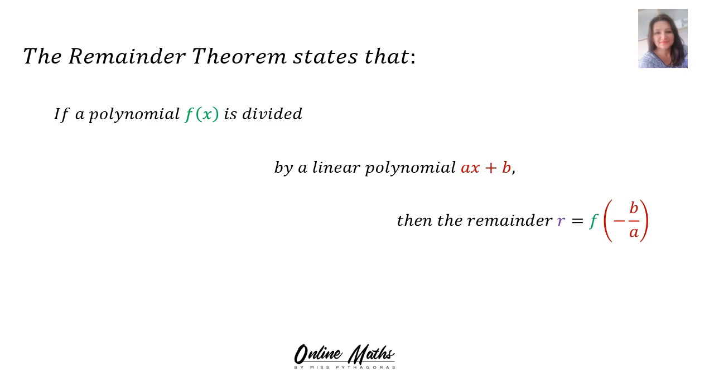So what this means is, in the end, you will find the remainder when you take ax plus b and you say ax plus b is equal to 0 and you solve for x, and x is equal to minus b over a. So then in x's place into the polynomial f of x, you will substitute minus b over a and then the answer will be the remainder.